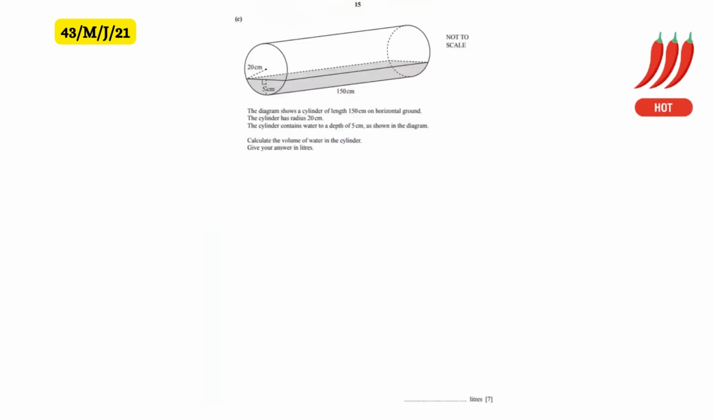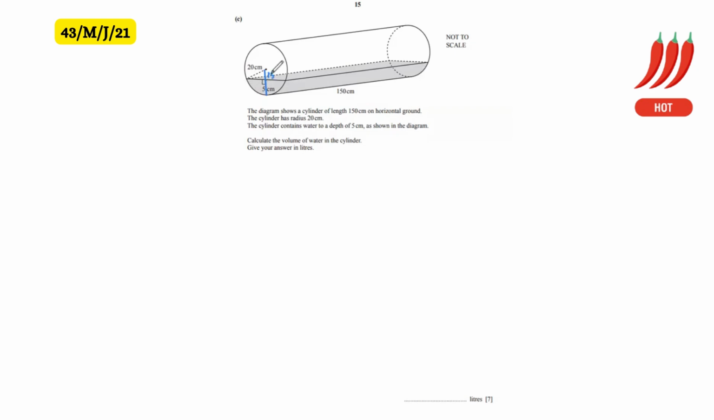Then part C says the diagram shows a cylinder of length 150 centimeters on horizontal ground. The cylinder has radius 20 centimeters. The cylinder contains water to a depth of 5 centimeters as shown in the diagram. Calculate the volume of water in the cylinder giving your answer in liters. So the depth of the water is 5, the length of the cylinder is 150, and the radius is 20. You need to remember that radius is this as well. As long as the distance is coming from the center and going towards the circumference, it's the radius. So this is entirely 20.